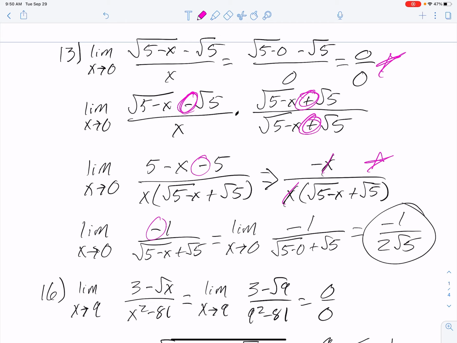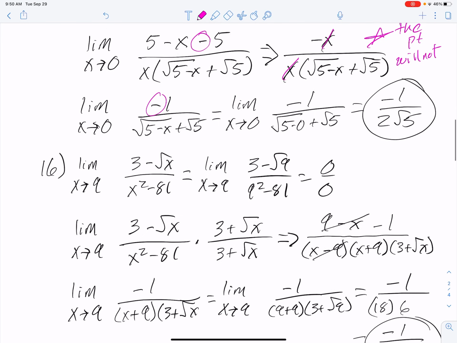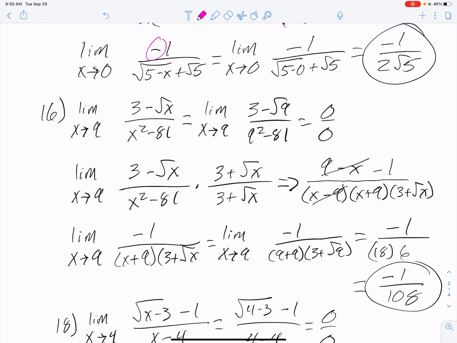Substitute in 0 again, and root 5 plus root 5 is going to get me 2 root 5 in my denominator. And again, since I had 0 over 0, I know my limit will exist. The point will not. Number 16, very similar. I substitute in the 9. I end up with 0 over 0.